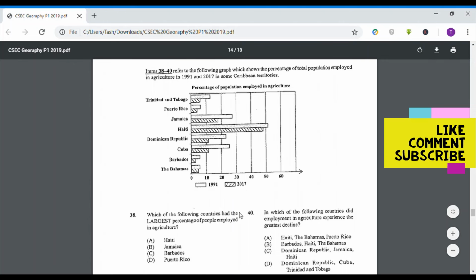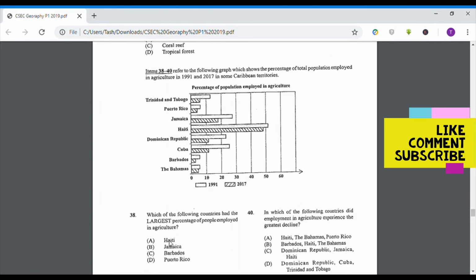So which of the countries had the largest percentage of people employed in agriculture? Remember that the entire graph is showing us agriculture, so the largest number of people would have been the one that is the highest with the most percentage. That is going to be letter A, which is Haiti, for number 38.